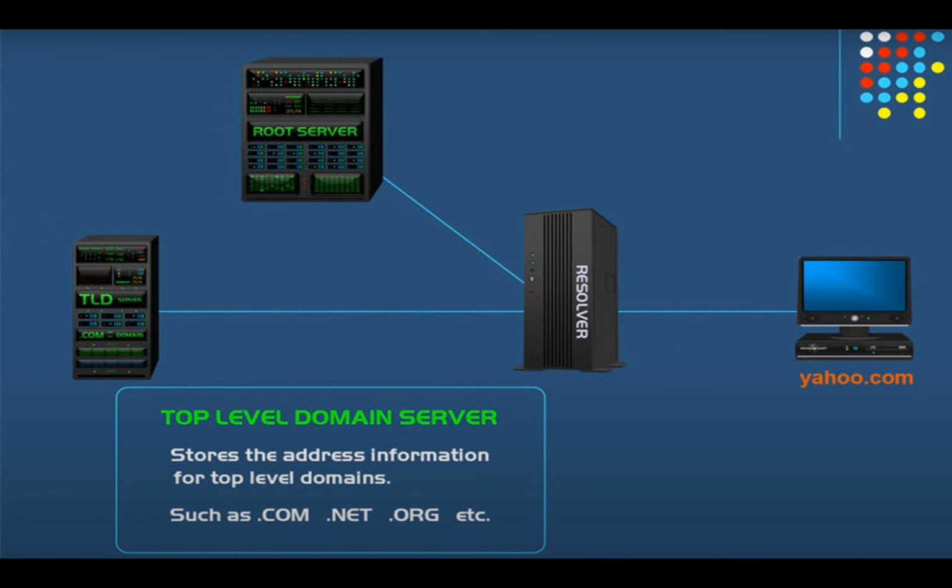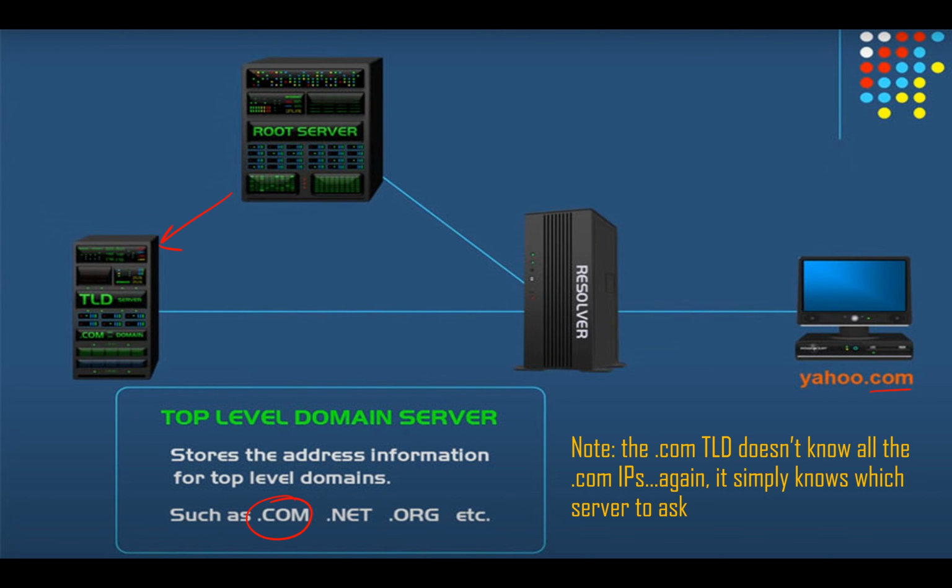Right, okay, so then the root server, now the thing is the root server is actually not going to know the IP address of the website. However, the root server will know the IP address of the top level domain server. So in this case, since we're going to a .com domain, it's basically going to go to the IP address for the .com kind of domains. Now, if we're using, say, a .net, then that's going to go to a different top level domain server. Likewise, if we're using .org, again, that's going to go to a different top level domain server. Right, okay, so the TLD, top level domain server, doesn't actually know all the .com IPs. Again, it simply knows which server to ask.